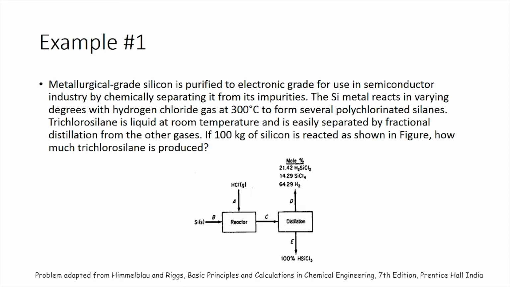So the process is given. As I had mentioned earlier, here you have a reactor and a downstream operation which is the distillation column. So silicon which is coming into the reactor reacts with hydrogen chloride gas to form different silanes, and trichlorosilane, which becomes a liquid at room temperature, is separated through the distillation process, and the rest of the material leaves as volatile gases. So this is what the system gives. Now let us see how we can go about solving this material balance problem.